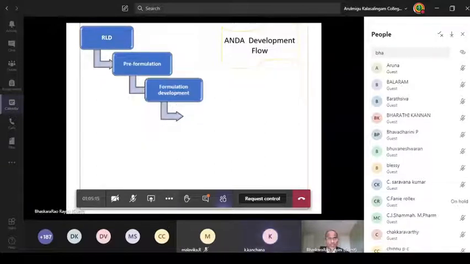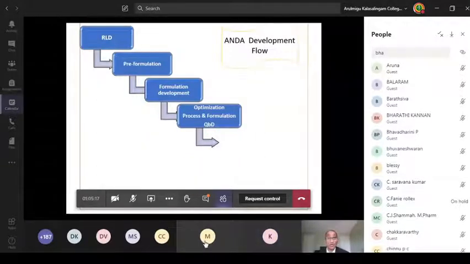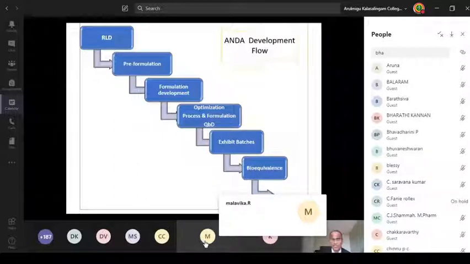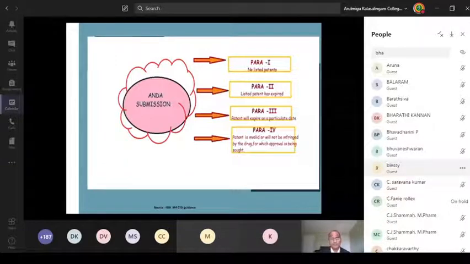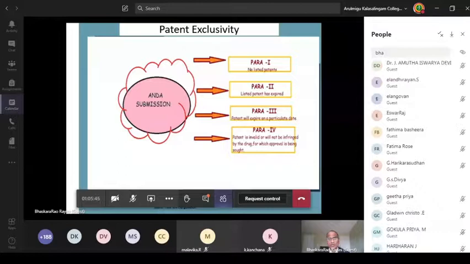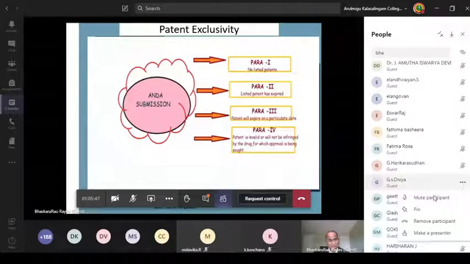So in the whole ANDA chart: formulation development and process development, formulation and process optimization by exhibit batches, then bioequivalence. After that, you have to give it for stability. For the filing of ANDA, I think 6 months at 40 degrees and 75% RH, you need to file for the FDA. Then there is patent exclusivity, meaning paragraph 1, paragraph 2, paragraph 3, and paragraph 4.